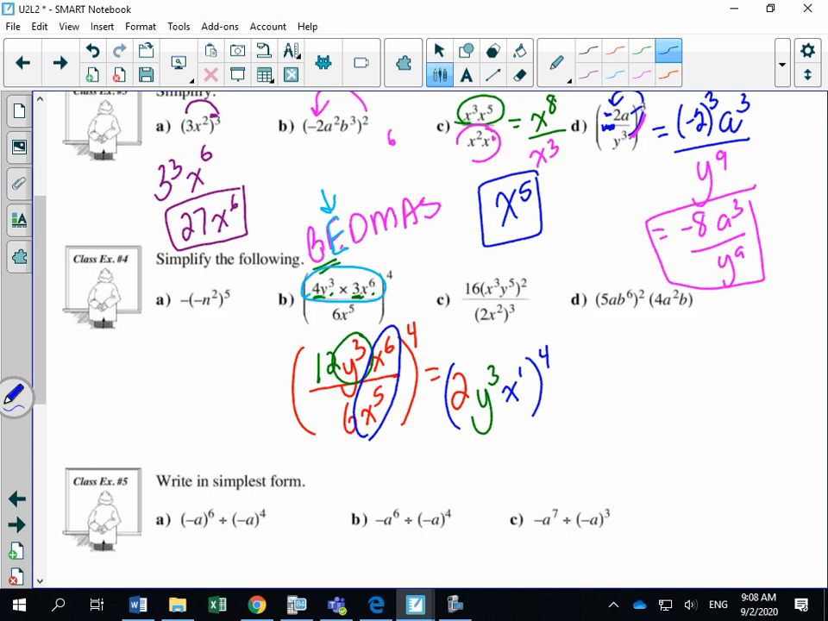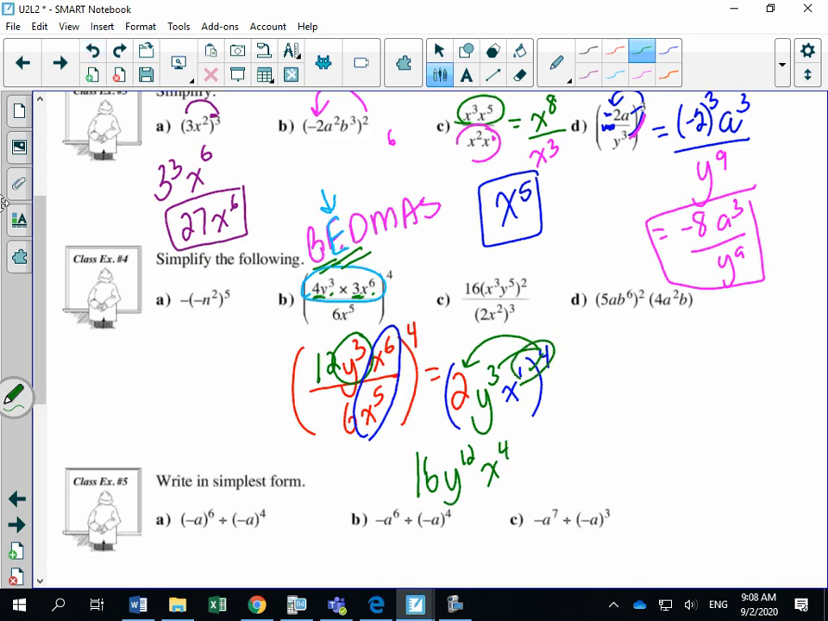Now I could apply the exponent. So take that 4 and apply it to the 2, apply it to the 3, and apply it to the 1. 2 to the power of 4 is not 2 times 4. It's not 8. It's 2 to the power of 4, right? So 2 to the power of 4 is 16. Y to the 12, multiply those exponents. X to the 1 times 4 is 4.